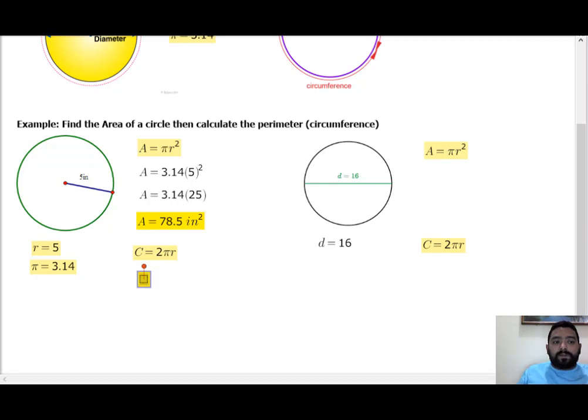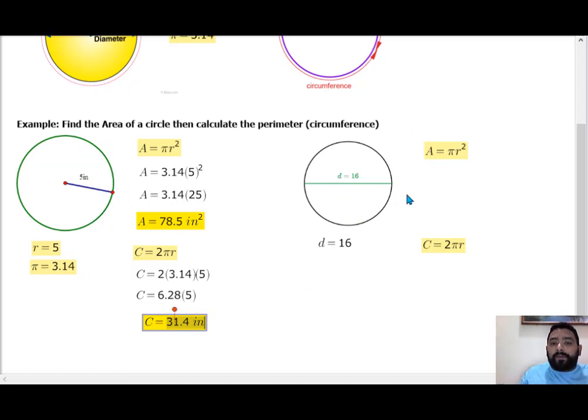To get the circumference, we are going to use this formula, C equals 2 times pi times the radius. So C equals 2 multiplied by 3.14. Remember, the 2 is a specific value, and the radius is going to be 5. Then 2 times 3.14 is 6.28. Then you multiply 6.28 by 5, and it's going to be 31.4 inches in this case, because it's just the circumference, or the perimeter, around the shape.